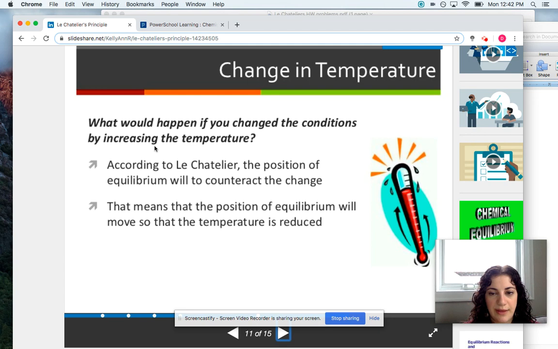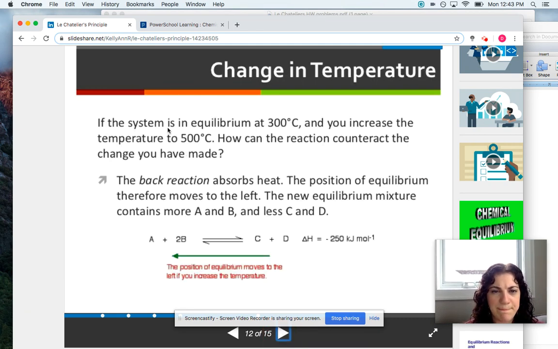Well, you can think of it as just wherever the temperature is, whichever side of the equation, if you increase it, it's going to want to go to the other side of the equation. It's going to want to reduce the temperature. So here we have an example.